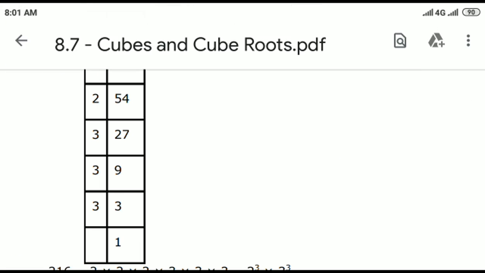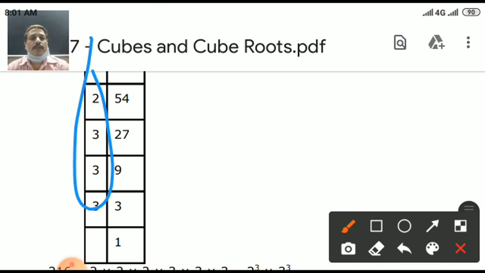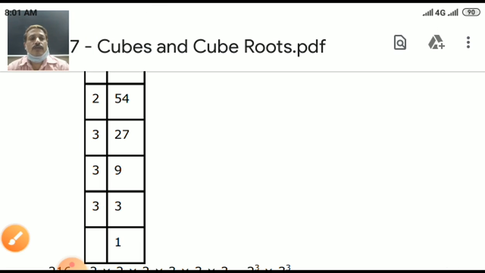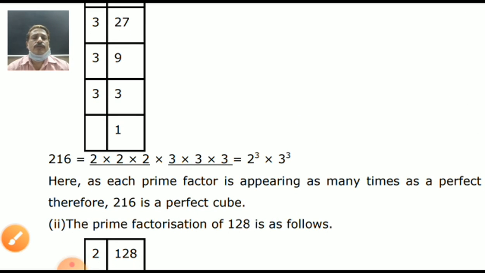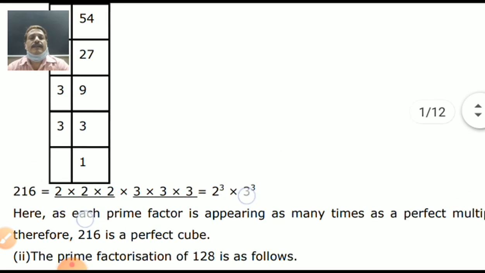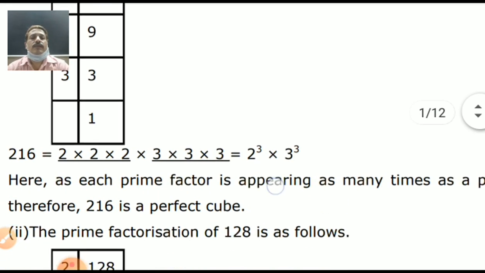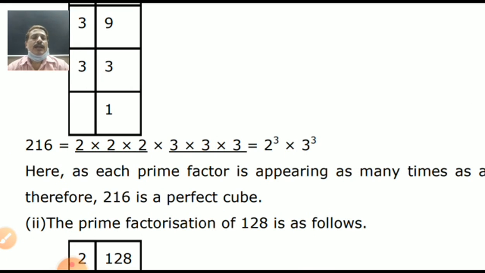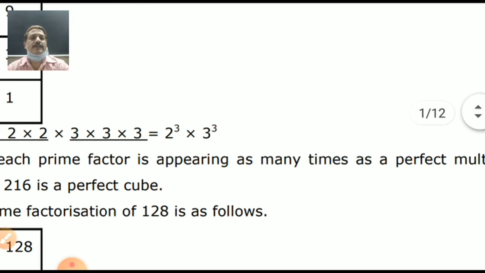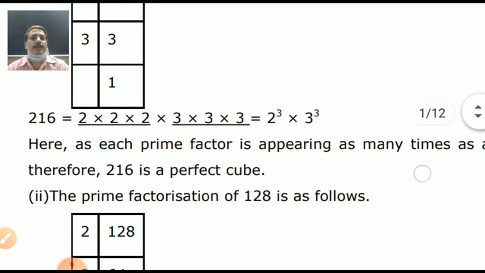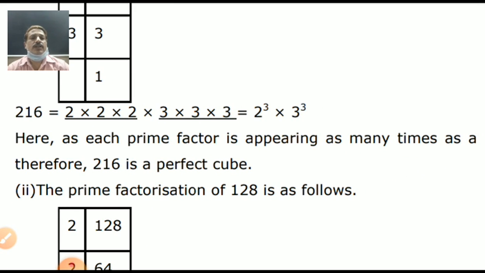Now write down all the numbers in a proper multiplication way. Yes, prime factorization. So 216 is equal to 2 into 2 into 2 into 3 into 3 into 3. Now make groups of three. So I put the underline here. You can get it very easily. Yes, student. So here you have to write only one time 2 raised to 3, multiplied by 3 raised to 3. Three equal factors are written one time only. As each prime factor is appearing as many times as a perfect multiple of 3, therefore 216 is a perfect cube.